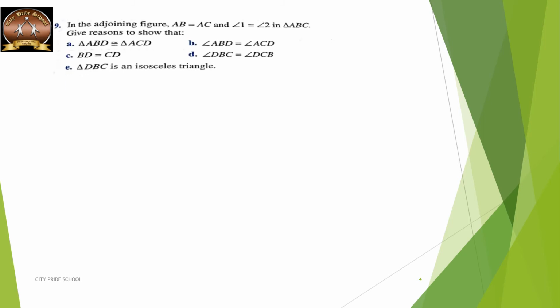So children, let us continue with our question. Question number 9. It says that in the adjoining figure, AB is equal to AC, angle 1 is equal to angle 2.